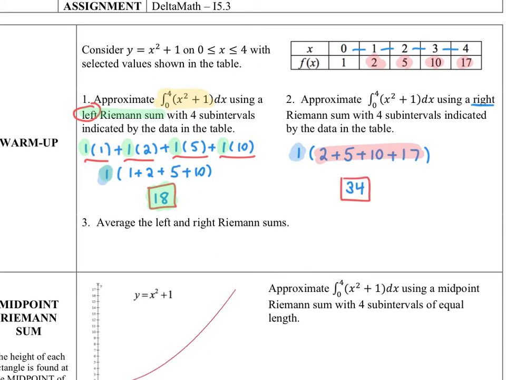It appears that my left approximation is under and my right approximation is over. So to balance that out a little bit, in part 3, question 3, we're going to do an average of the two. Averaging the sums gives me 26, and this would be a more accurate representation of that integral than either the 18 or the 34 alone. And there is a nice tie-in to one of the new sums that we're doing today.